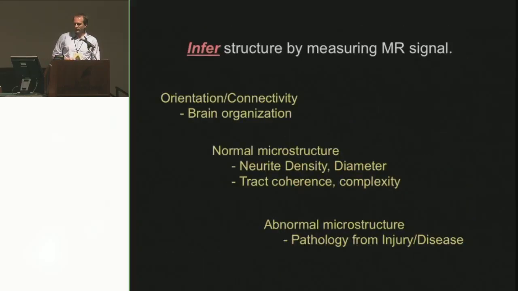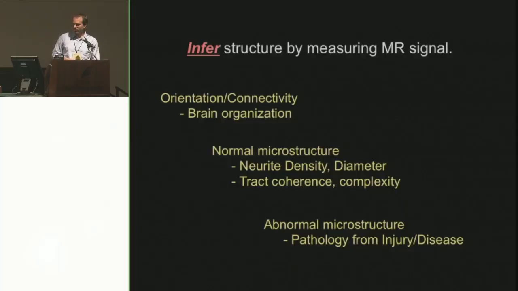So just a brief outline here. First, I'll talk about some histological studies that I've been involved with and others, looking at orientation or connectivity. So how does our tracks at the local level match what we see histologically? Second, moving on to what we've heard about a little bit, looking at the normal microstructure, tissue density and diameter, or track coherence and complexity.